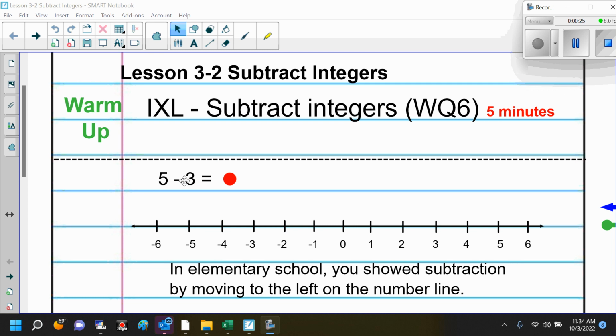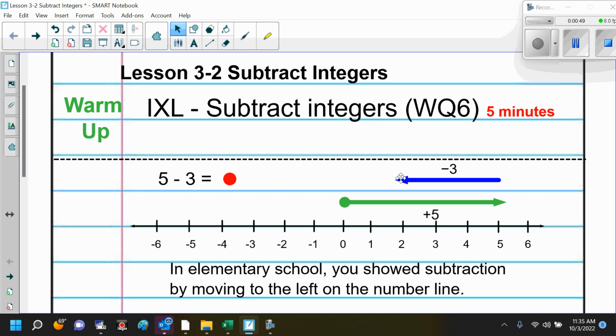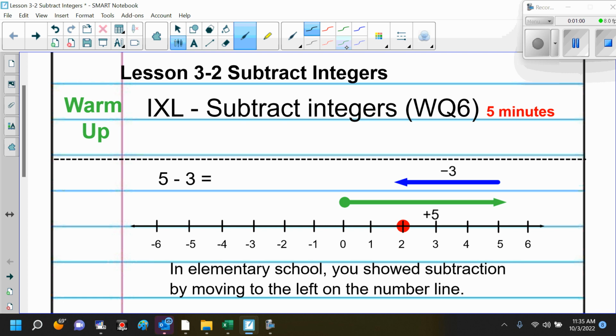So here, when we show 5 minus 3, we're going to start at the origin, and we will go to the right to show plus 5. So this is going to be a positive 5. And then, from there, we move to the left, because when we subtracted in elementary school, we moved to the left on the number line. So here, we ended up at 2. So 5 minus 3, of course, you already know, is equal to 2.